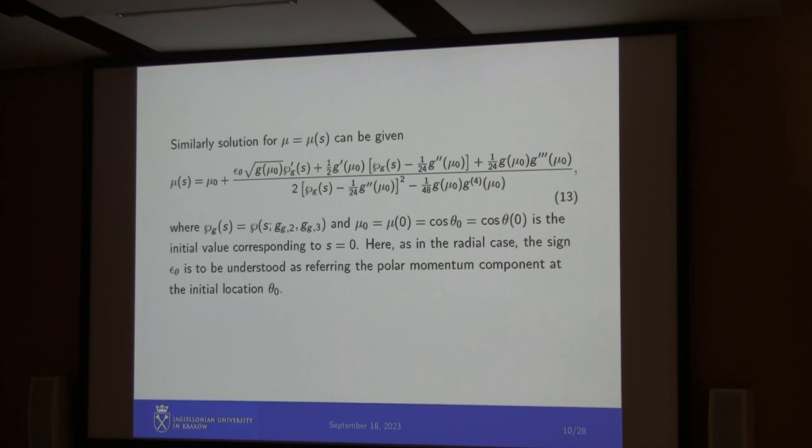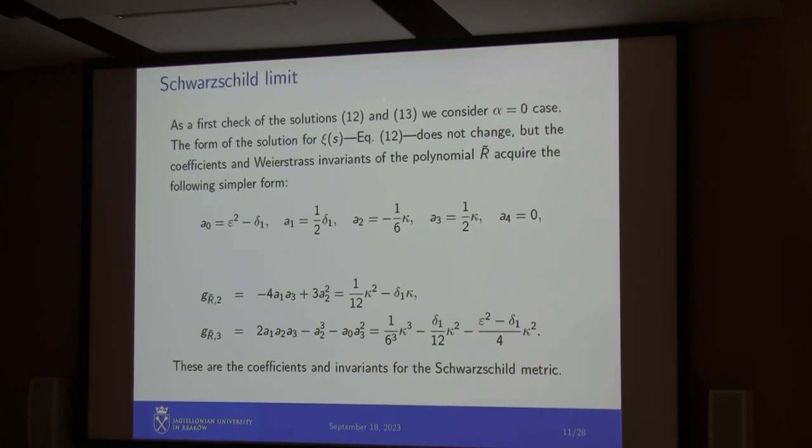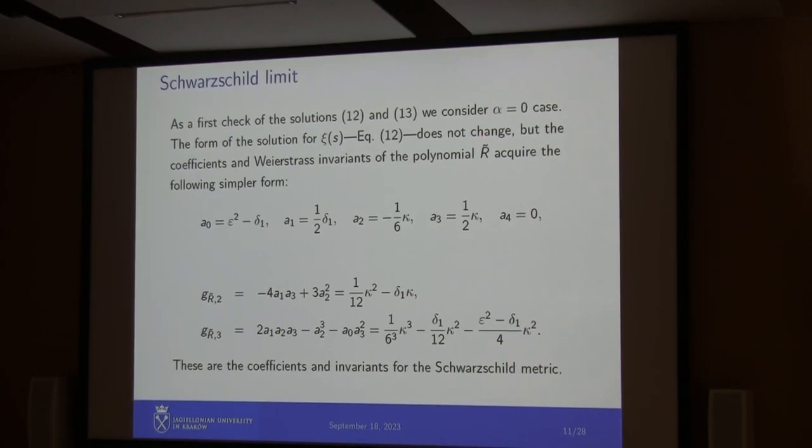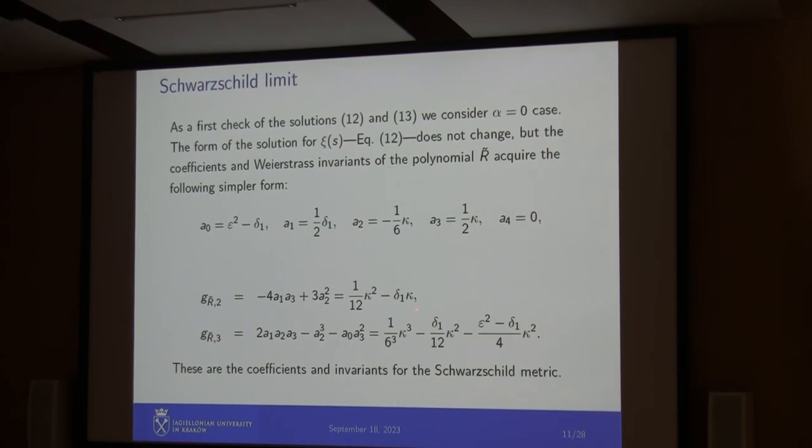Okay, so as a first test of this solution, we can check Schwarzschild here, and it should work nicely. It is a good solution. If we perform a Schwarzschild limit, so if we take alpha equal to zero, then our A0 and A1 will have this form, and our Weierstrass invariants will have this form, which are basically the invariants and variables for Schwarzschild. So in radial motion, this goes very nicely to the Schwarzschild limit.